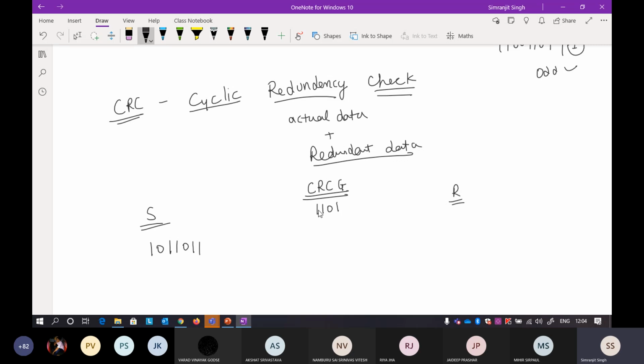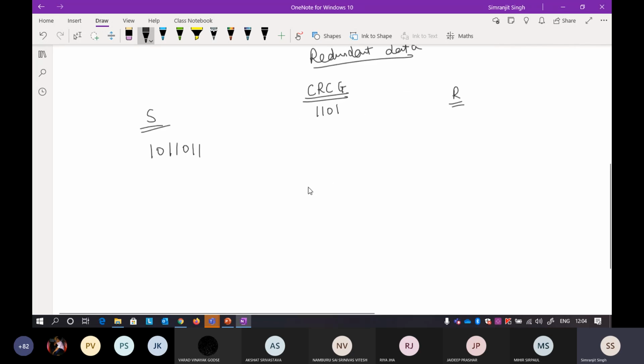Based on the CRC generator, there are two things that you have to write. Again, keep in mind that the CRC generator will already be known by the sender and receiver. It will be given to you in the question. If I ask you some question, that particular generator will be given to you. Now there is one point you have to know about the CRC generator.